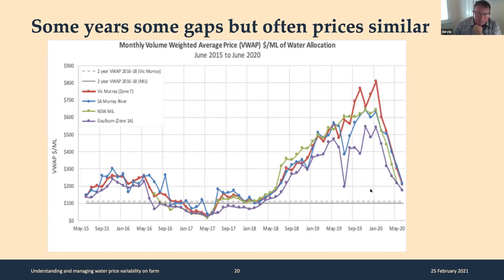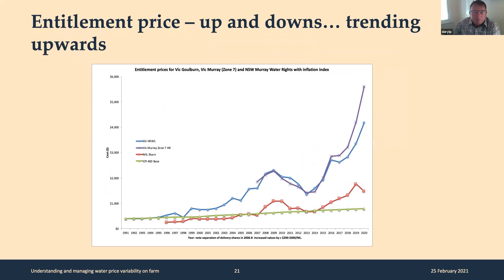And if we look at the market as we speak today, most of the Murray system water is sitting around about the $100 mark, whereas there is still that differentiation in the MIL, where it's about $50 to $60, which is reflective of those pretty healthy allocations in that market and the restrictions that are in place. We've seen entitlement price move over time, and it does have some ups and downs. If we look here, the purple being the Vic Zone 7 and the blue, the Goulburn Valley High Reliability Water Share.